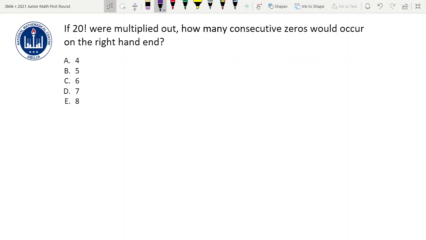Hello, in this video, we're going to be solving question 46 of the 2021 Junior Mathematics Olympiad first round. So we're asked to find how many consecutive zeros will occur on the right-hand end of 20 factorial.